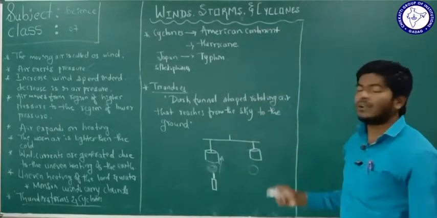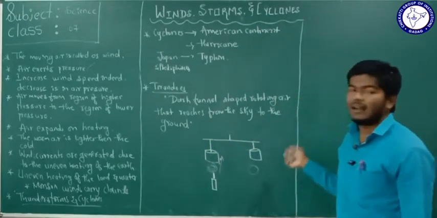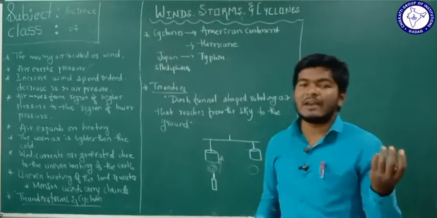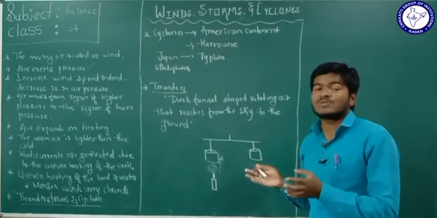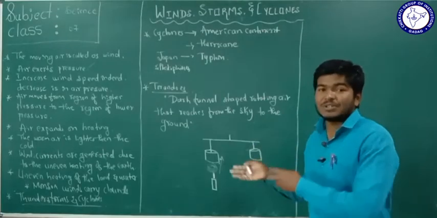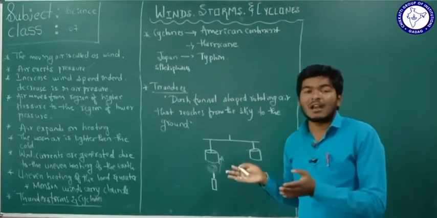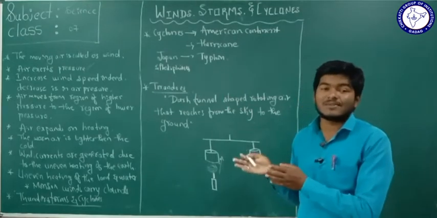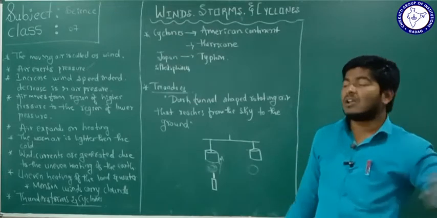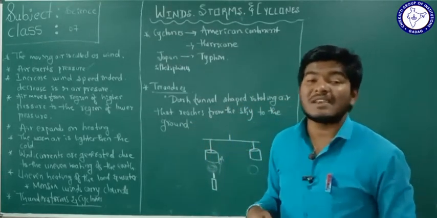From this activity, we confirm that the warm air is lighter than the cold air. So you have to remember here, air always moves from higher pressure to the lower pressure region. As I told already, air always moves from the region of higher pressure to the lower pressure. So we are going to get the winds. How are we going to get the winds? How are the winds formed here?